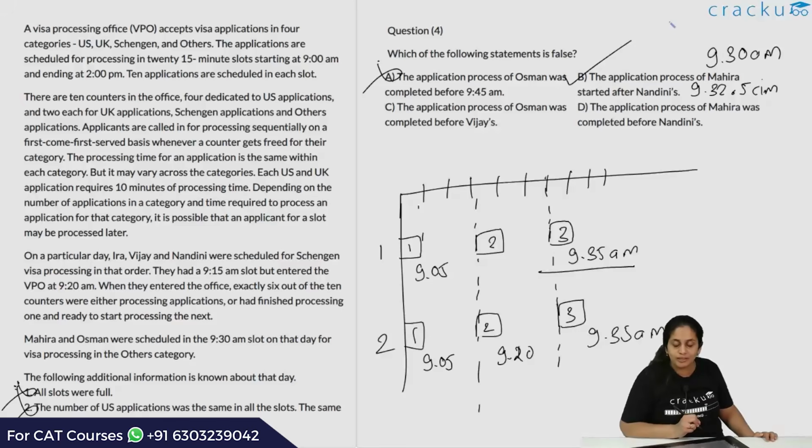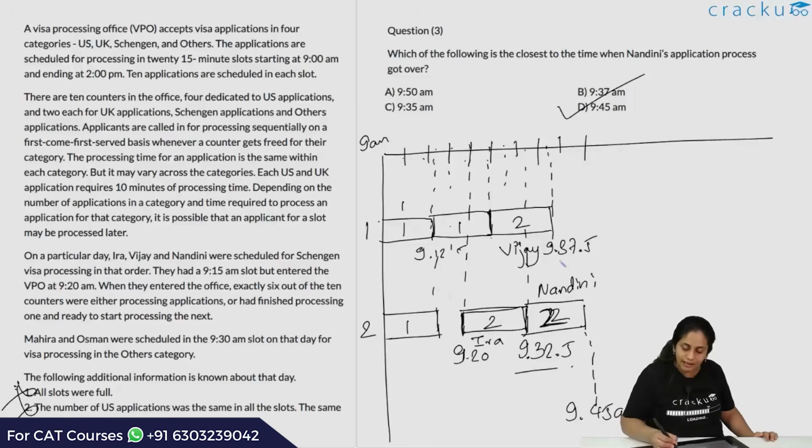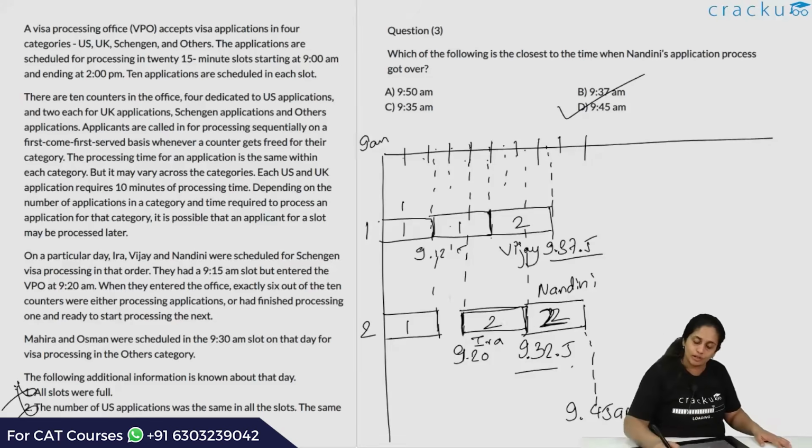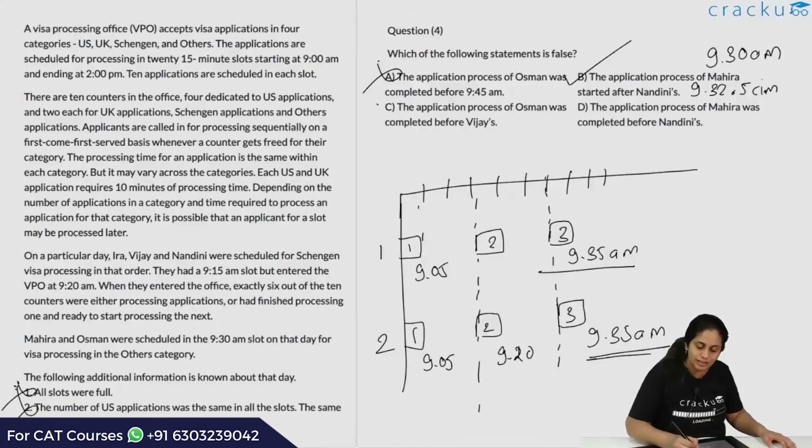The application process of Osman was completed before Vijay's. See, Osman's application process is completed max by 9:35 am. Vijay's is completed by 9:37.5 am. So this is also true. Vijay's is completed by 9:37.5. Osman's is max completed by 9:35. So Osman's is completed before Vijay's. So this is also true.